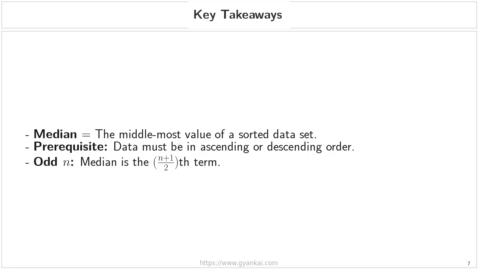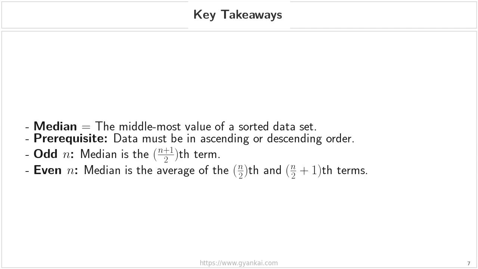Next, let's review our two specific cases. When the total number of observations, which we call n, is an odd number, the median is found at the position of n plus 1, all divided by 2, which gives us the specific term in the sequence. On the other hand, when n is an even number, there isn't a single middle value. In this case, you must find the average of the position n divided by 2 and the position n divided by 2 plus 1.